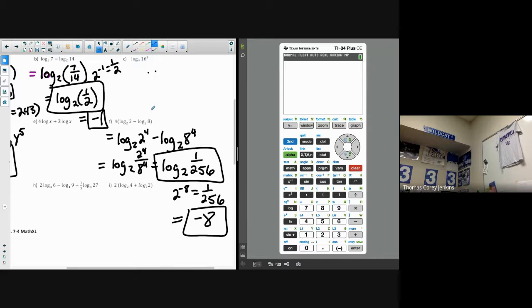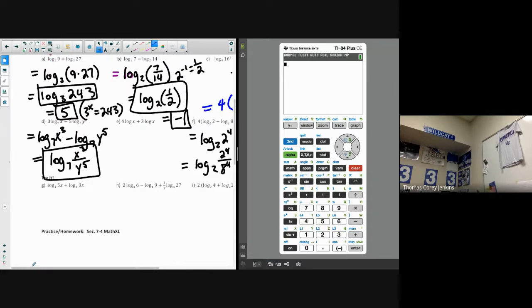So if we just left it as 4 times the quantity, what's log base 2 of 2? That'd be 1, 2 to the first power equals 2. What's log base 2 of 8? That'd be 3, because 2 to the third power equals 8. So then you have 4 times 1 minus 3, which is 4 times -2, which gives you -8. So it's a lot easier to simplify to -8 by expanding. Just wanted to show you guys that.